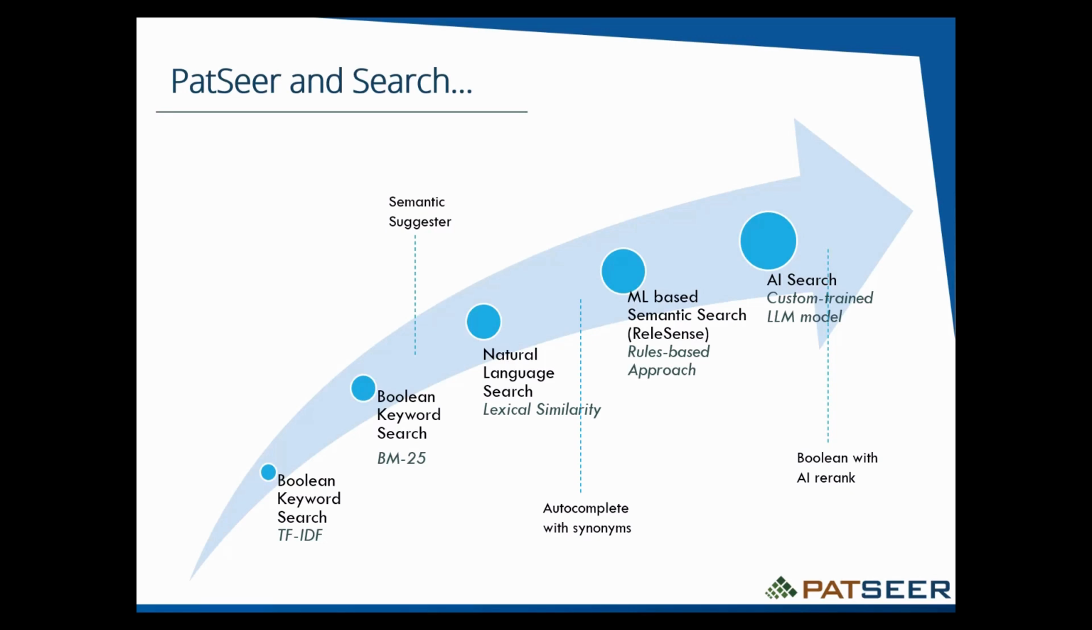And finally, in June of this year, we've launched our latest AI search, which is based on the transformer-based architecture. We essentially rely on a large language model that has been custom trained over patent data. We'll go deeper into this new AI search in the next slide.